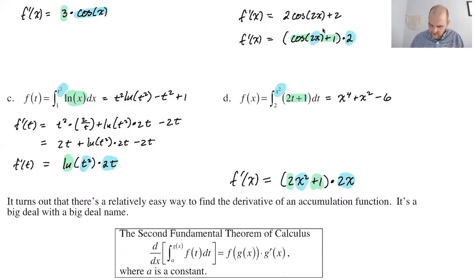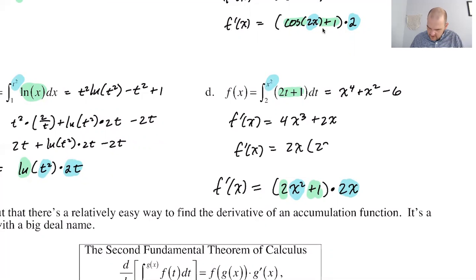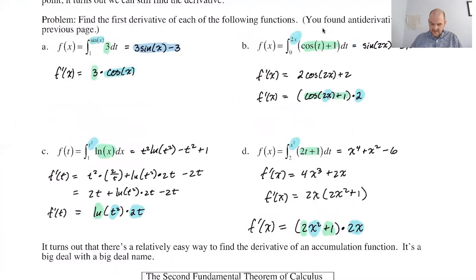Let's actually find the derivative and see if it does look like that. So f prime of x is going to be 4x cubed plus 2x, which is, we can take out 2x, and we'll be left with 2x squared plus 1. And it worked. Okay, so it looks like maybe there's a pattern here. And there actually is a pattern.